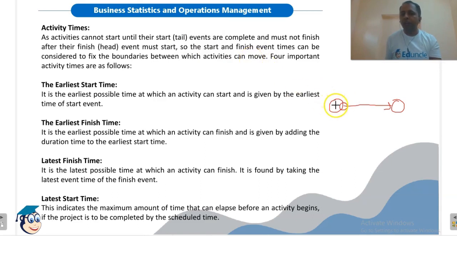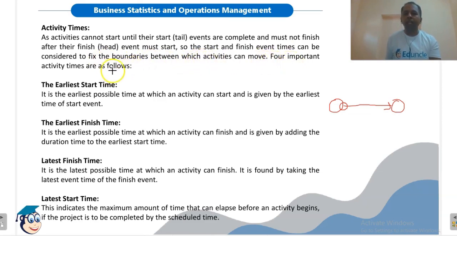जब तक ये event complete नहीं हो जाता तब तक ये activity start नहीं हो सकती, and must not finish after their finish or head event must start. और जब तक ये finish event start नहीं हो जाता तब तक ये activity finish नहीं हो सकती. Okay, so the start and finish event times can be considered to be fixed, to fix the boundaries between which activities can move.